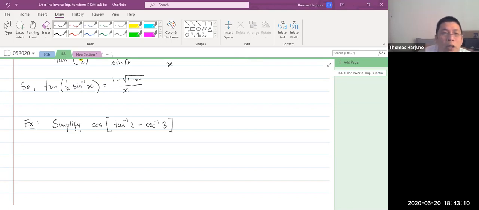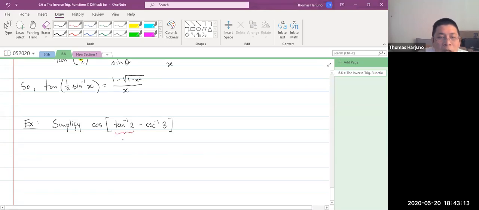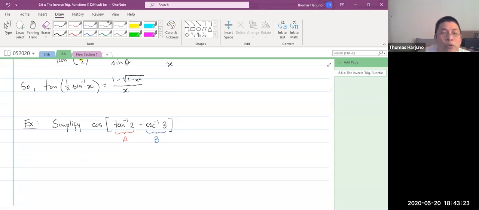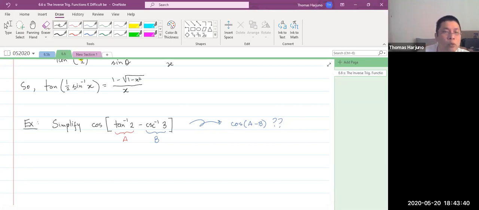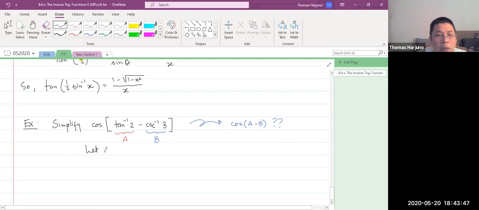What should I do? Well, we call angles. Let me call that angle A, and this one here is angle B. What we need to compute is cosine of A minus B. You will see that we spend more time in setting up, and trust me, the further you go in math, that's what will happen. You actually spend more time setting it up correctly. So let A be tangent inverse of 2 and B be cosecant inverse of 3.